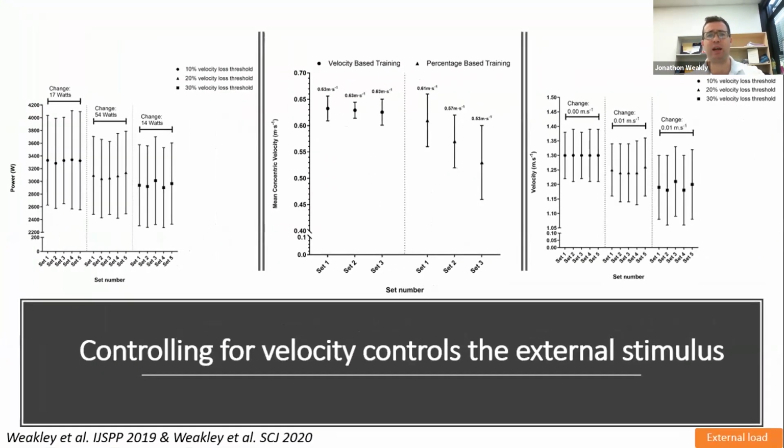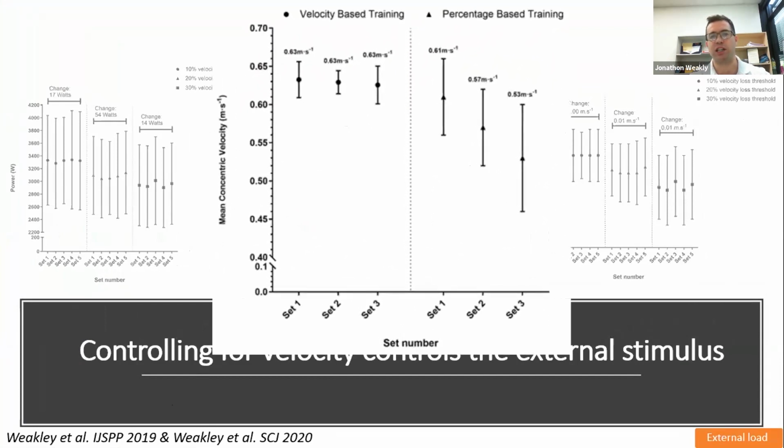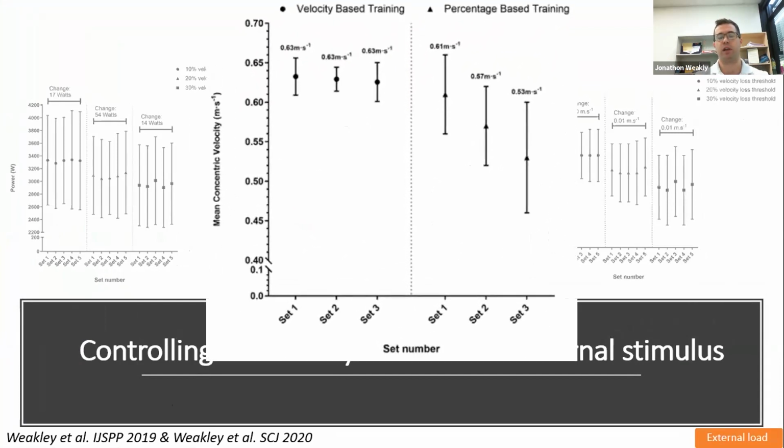And as you can see here, when we apply velocity-based training and we control for the amount of velocity loss, we can very closely control for the amount of power they're producing here on the left and the velocity as they train. However, when you compare velocity-based training with percentage-based training, you can really start to see the differences. With velocity-based training, the intensity or the average set velocity stays the same as they train. So you can see here 0.63 across 3 sets.